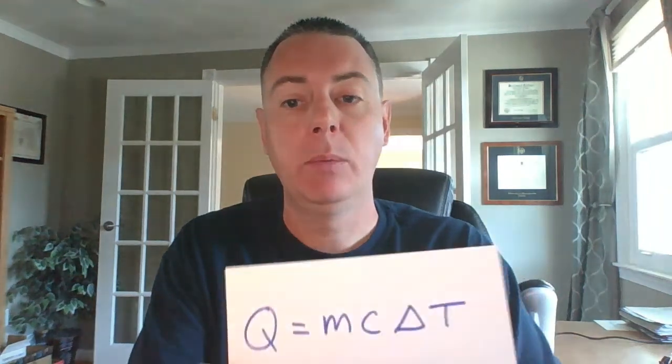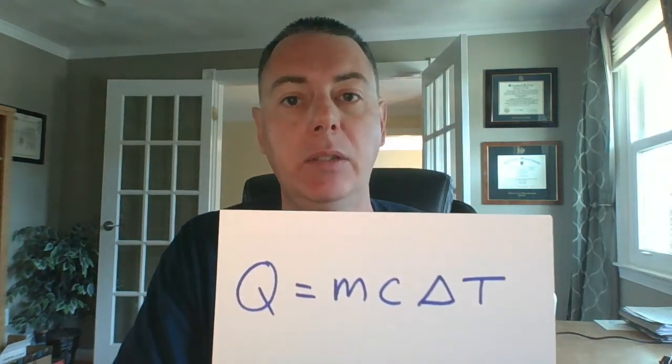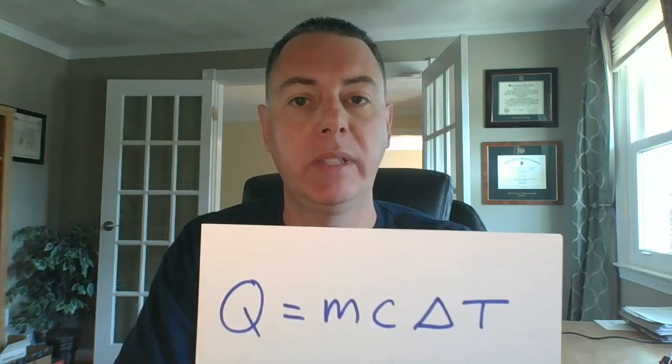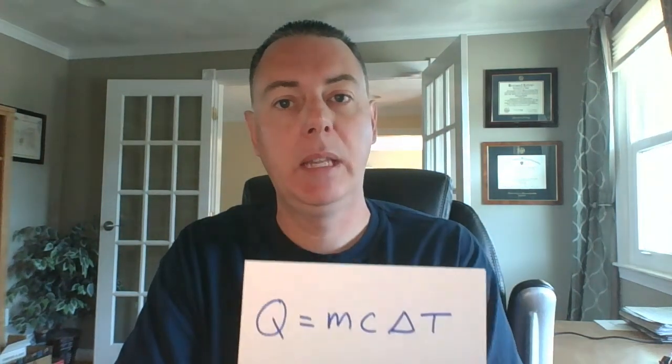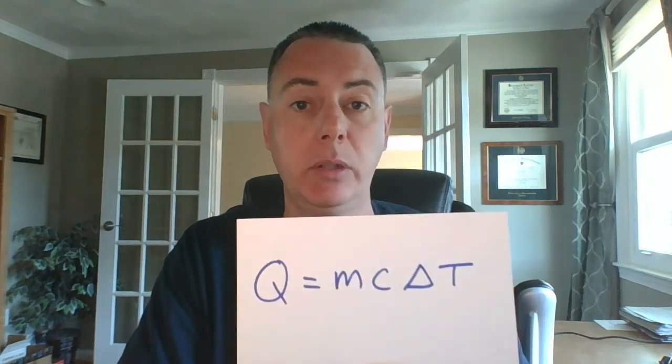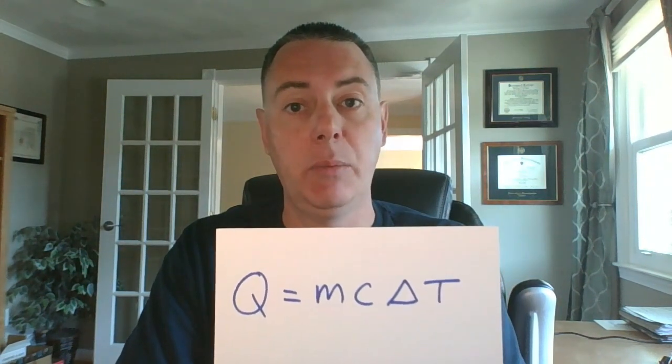Hello students, let's talk a little bit about how we do the heat problems. We do have an equation for our heat problems, and here it is. It's Q equals mc delta T. Do not be intimidated by this. We will use the same problem solving steps for this equation as we have for all the others in the past.